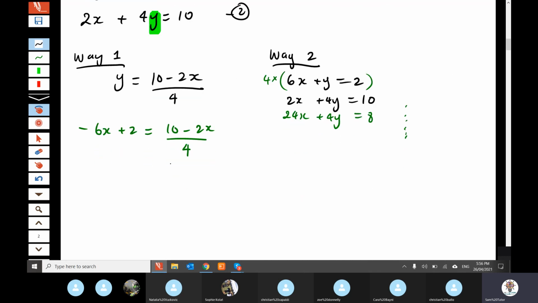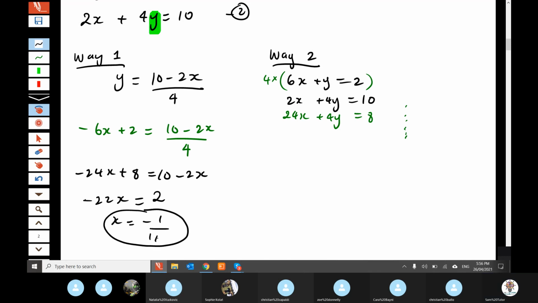All right, we're at this stage. I'm going to times it by 4. So negative 24x plus 8 equals 10 take away 2x. Bring the 2x over. I get negative 22x. 10 take away 8 is 2. x equals negative 1 over 11. And then to find y, you just sub it into here. And then that's purely calculator.